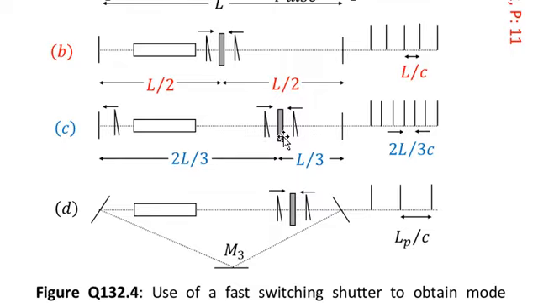And here again you see that there are three pulses now. The two pulses are crossing the shutter in opposite directions as in case number B. And you know that there is a third pulse also present somewhere.